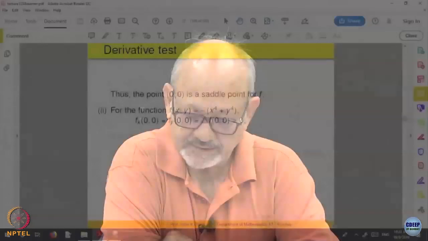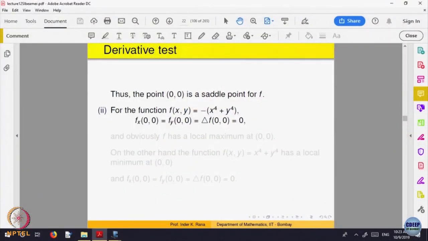So let us look at another simple example. For example, if you look at minus x^4 minus y^4, we know what the graph of x^4 plus y^4 looks like. It is always positive, right? It will be like a cup. And with the negative sign it is an inverted cup, so the point (0, 0) will be a point of absolute maximum actually, because at every other point the value is negative, okay.